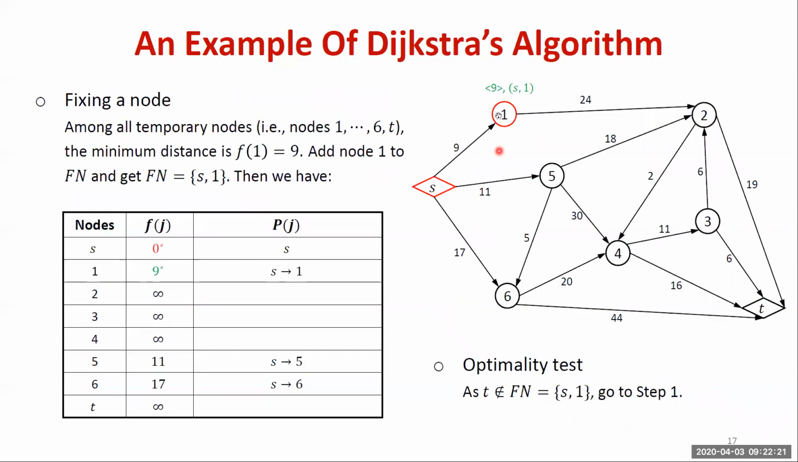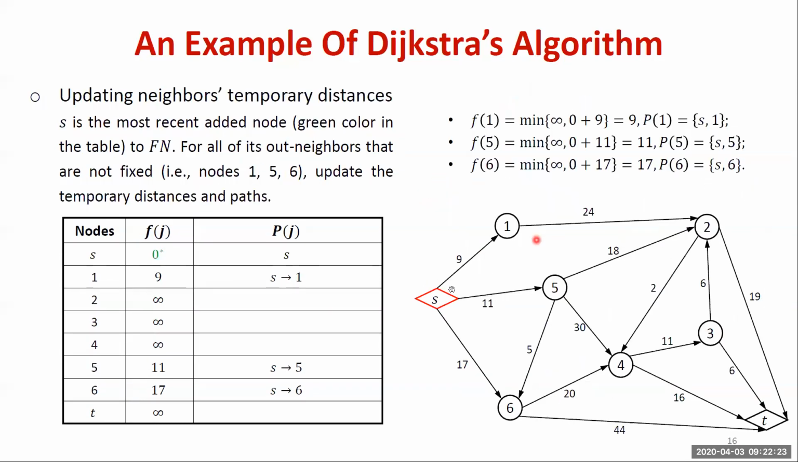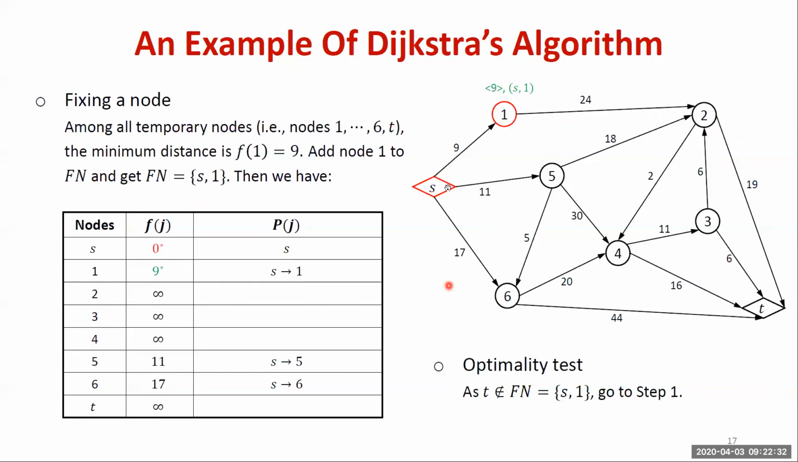And correspondingly in the graph, you can see, in the beginning, I fixed S. I use the red color to indicate fixed and the green color to indicate most recently fixed. So from S, in this step here, I fixed 1, and I use again green color to indicate this is just fixed, most recent fixed. Now my most recent added node becomes 9.